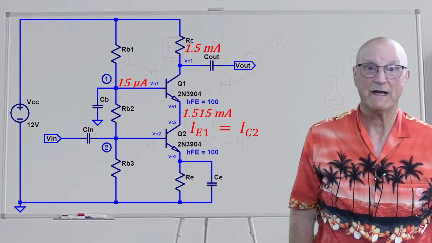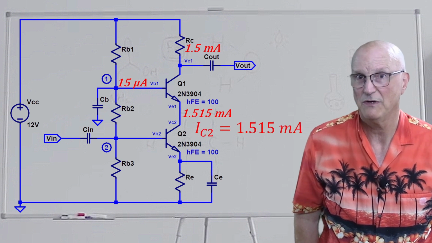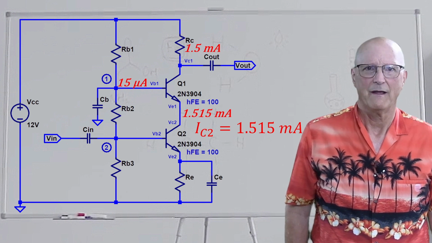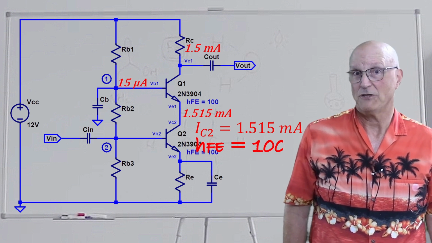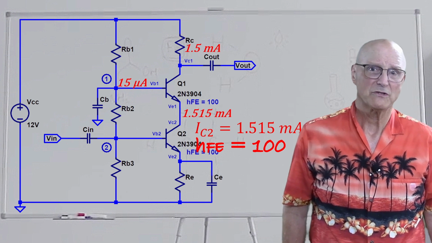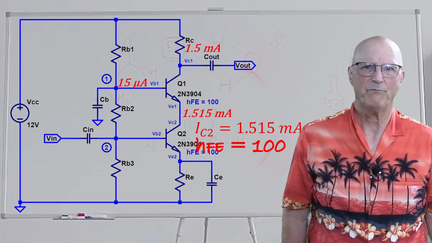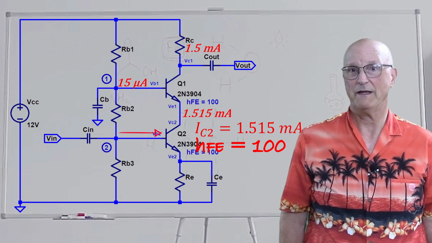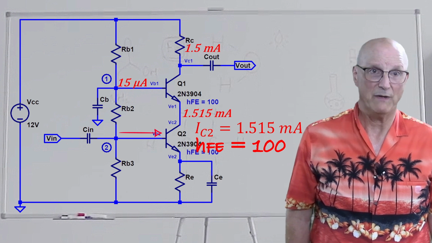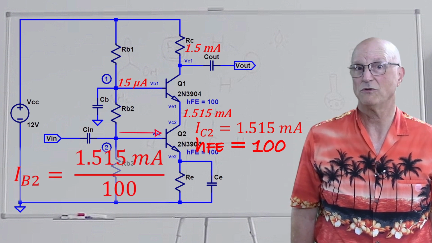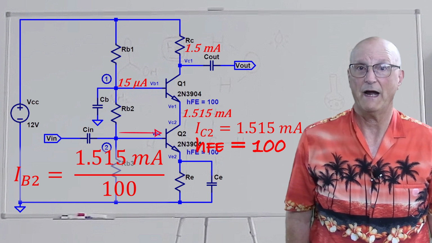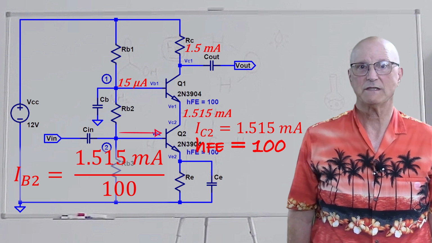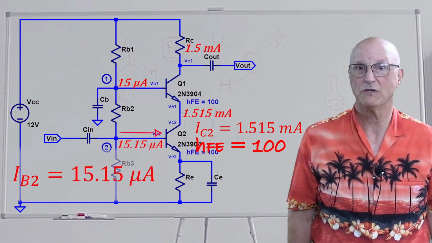This means that the quiescent collector current of Q2 is equal to 1.515 milliamps. And we know that the current gain, HFE, is equal to 100, so we can calculate the quiescent base current of Q2, IB2, the same way we calculated IB1. This means that the quiescent base current of Q2 is equal to 1.515 milliamps divided by 100, which gives us a quiescent base current for Q2 of 15.15 microamps.